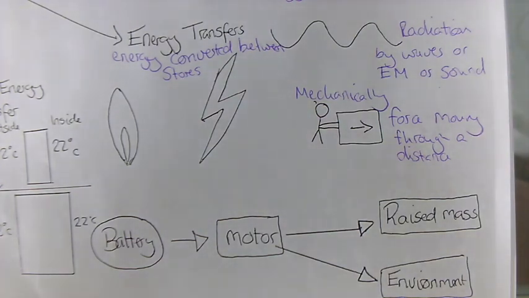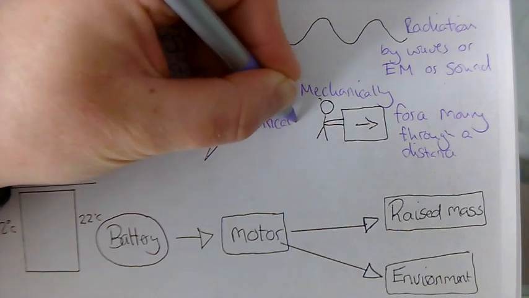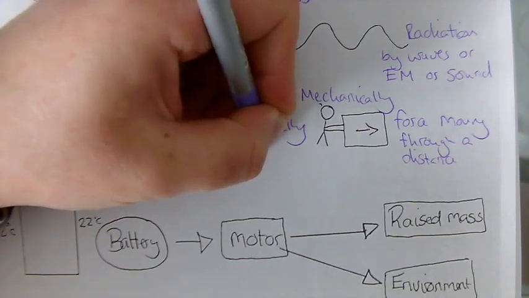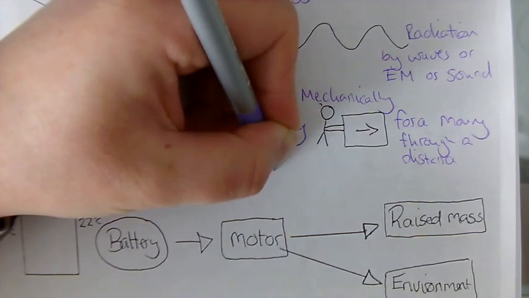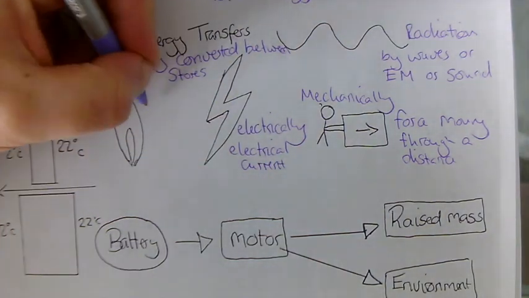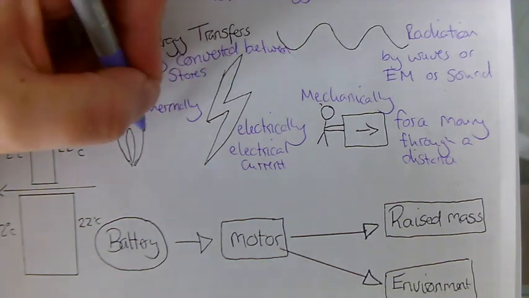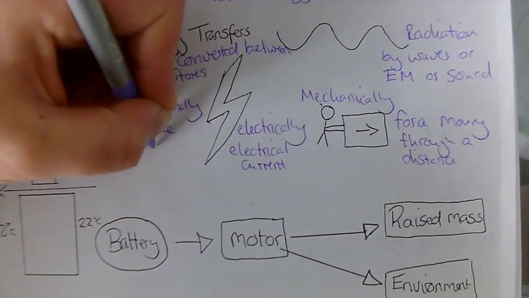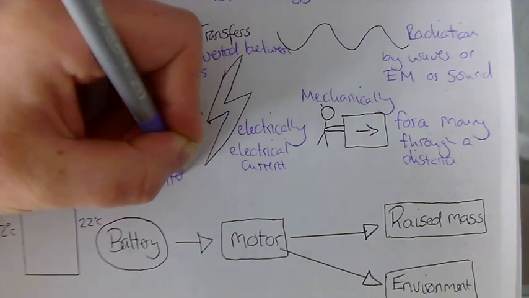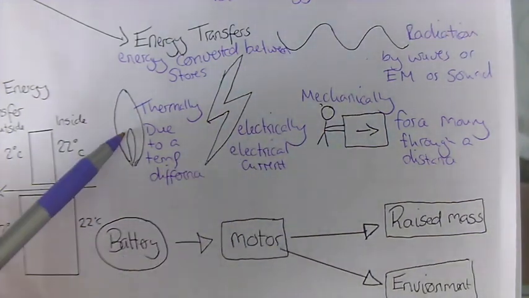Another way to do it would be electrically, which is this one. So that's your electricity going down your wires, so electrical current. And finally, you've got here thermal, or thermally. Okay, so thermally is due to a temperature difference. Okay, so we can transfer by radiation, mechanically, electrically, or thermally.